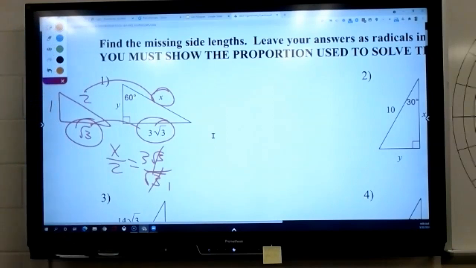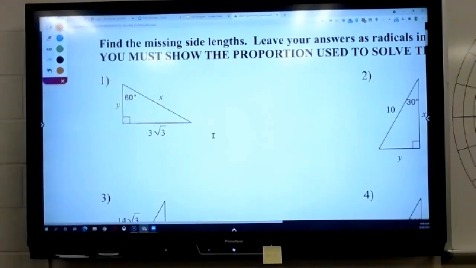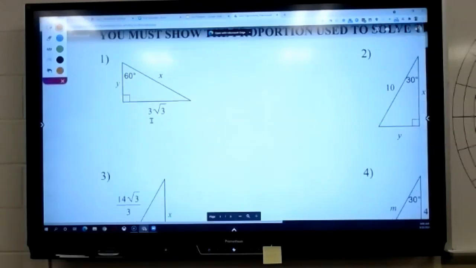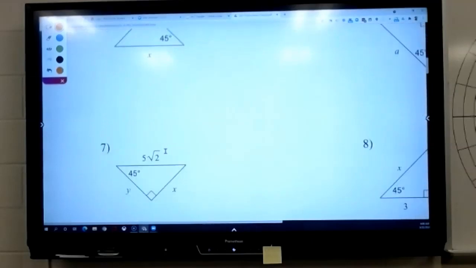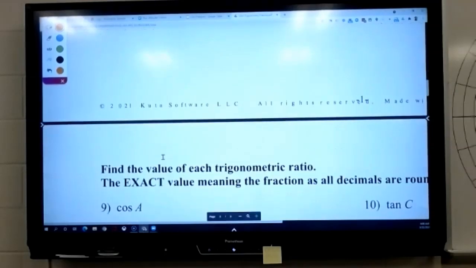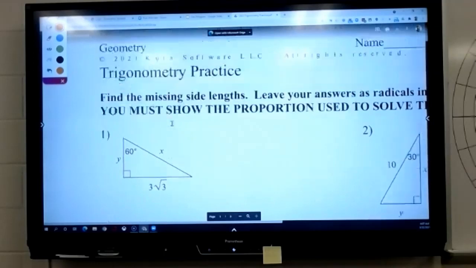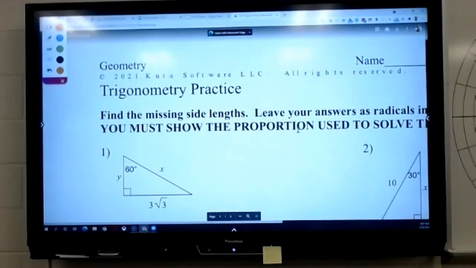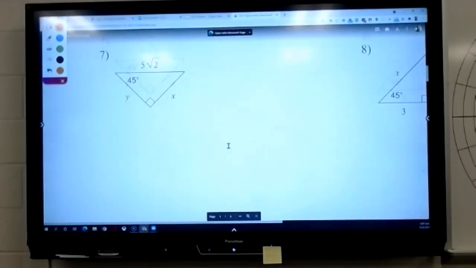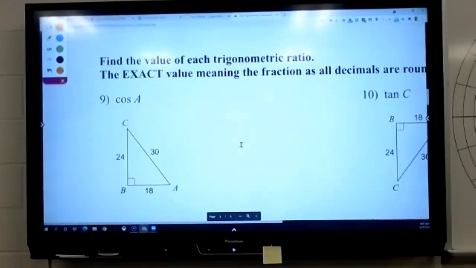So using 30, 60, 90s, guess what some of the other triangles you're going to use are? Yeah, I'm going to go with 45, 45, 90. Okay, and you have to find both x and y, and you'll notice in the directions it says you must show the proportion.